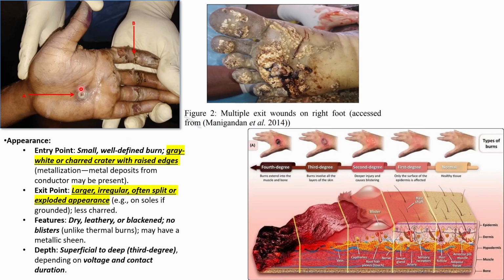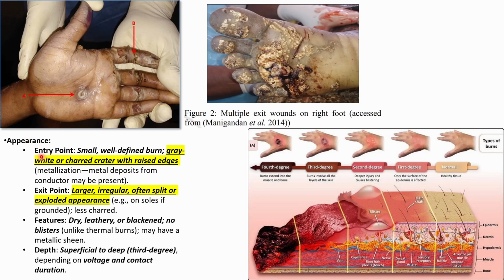Okay, so look here. This was a patient who had held a wire or something, and from there you can see the mark here, right? This mark shows the entry point. From this point the electricity entered his body, and you can see the exit point. The exit point is large, irregular and split, right? It looks like something exploded at this point. So this is one example of high voltage trauma.